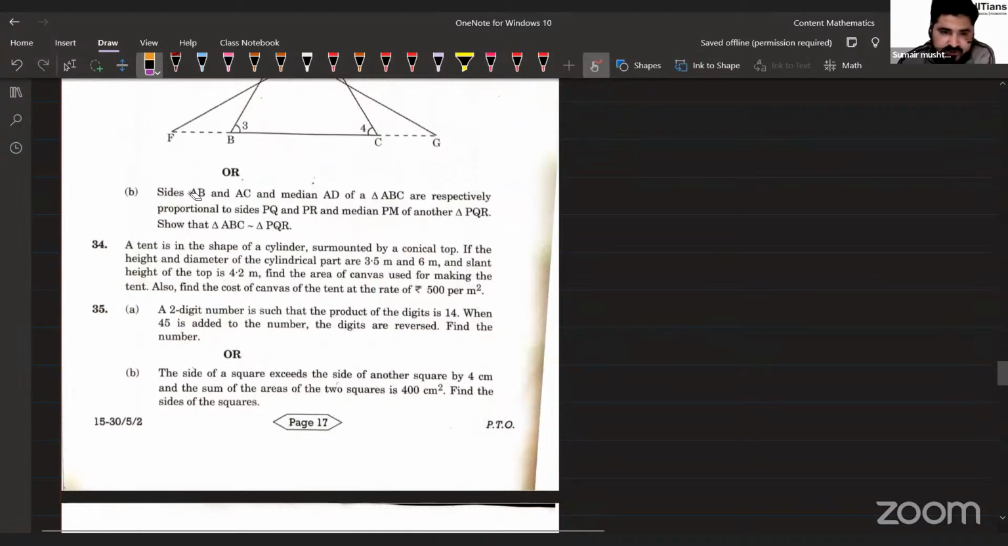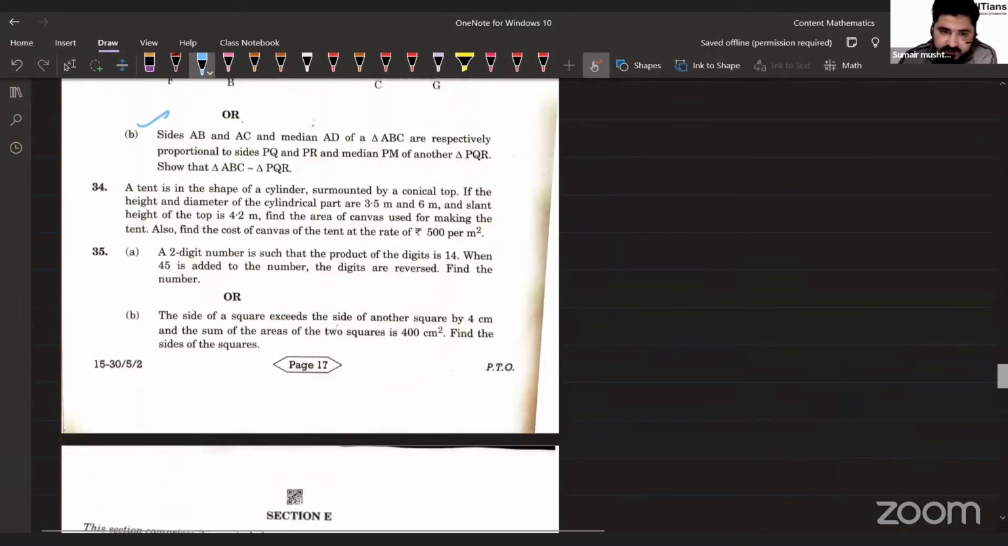This is the easiest question. AB and AC are the medians of the triangle. Many times this is a simple NCERT question. It can be done. Easy, this one. I don't have enough time, otherwise I would have shown you all the things.